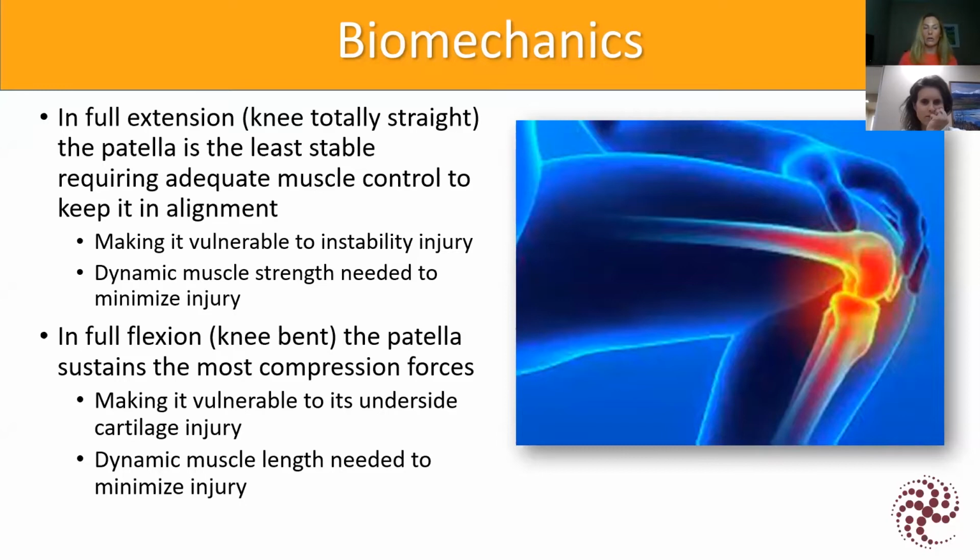In full flexion, or with the knee bent, the kneecap, or patella, is sustaining the most compressive forces in that position, and that makes it most vulnerable to those cartilage injuries on the underside that Dr. Urch referenced. Dynamic muscle length is needed so that there is not additional compression. So if your quads were extremely tight, you would be compressing just by nature of the tightness.